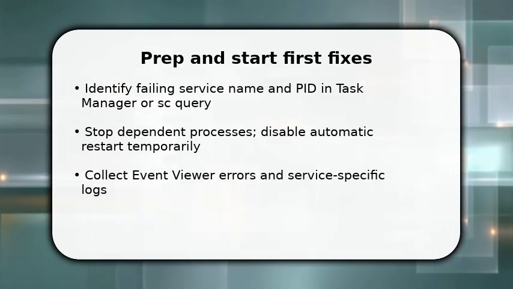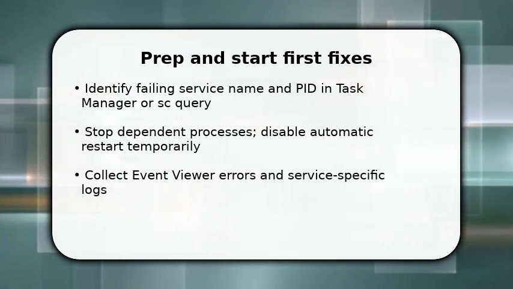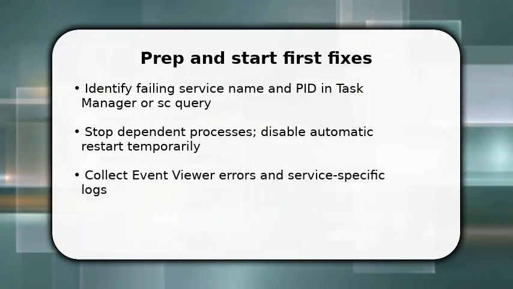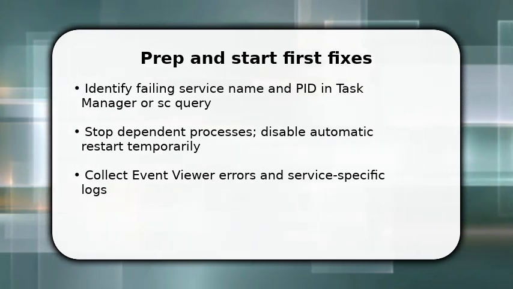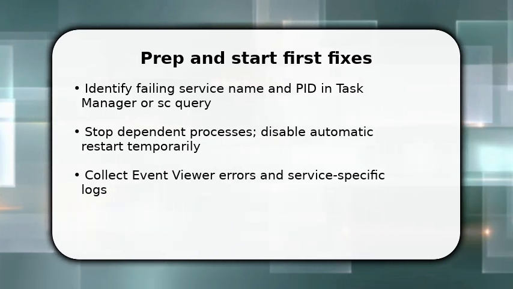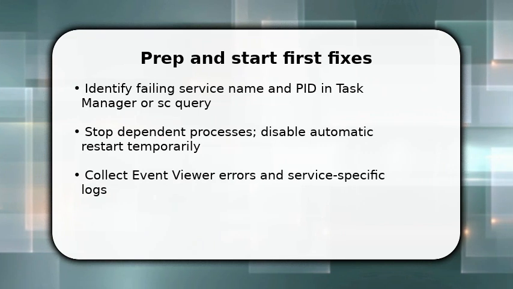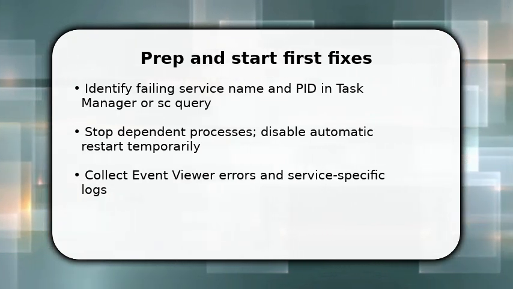You begin by confirming the exact service identifier and any associated process ID so you know what to target. Once identified, stop dependent apps and disable automatic restart so you can work without immediate retries. Make sure to capture event viewer entries and the service log file for timestamps and error codes. This explains why control messages are rejected.